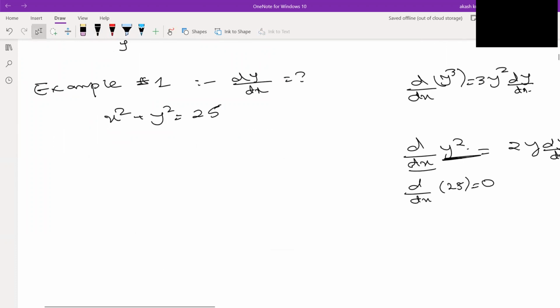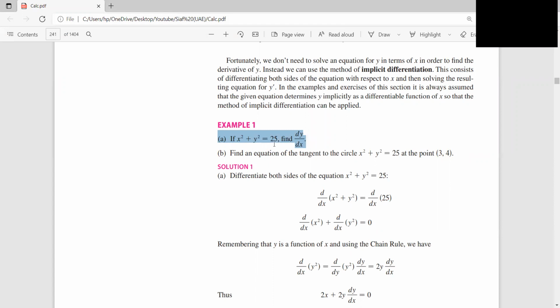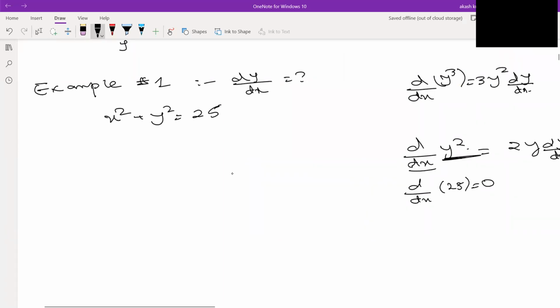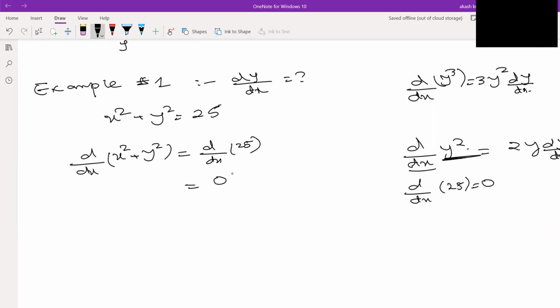Okay, the question was that in example 1, the function is x square plus y square equals 25. You have to find dy by dx, okay? dy by dx means we have to find the derivative. So we differentiate the equation with respect to x. We are differentiating both sides of the equation. So the derivative of 25 will be 0, and the derivative of x square plus y square will be 2x plus 2y dy by dx, right? What we need is the answer in terms of dy by dx.